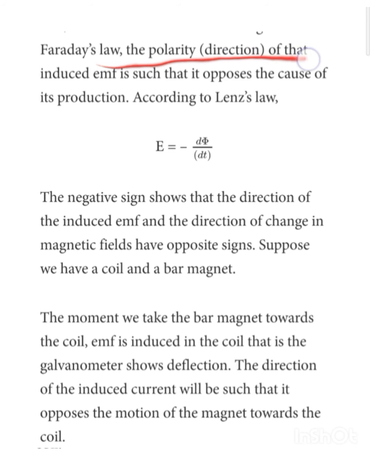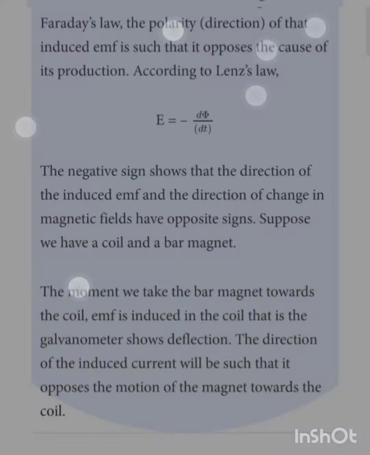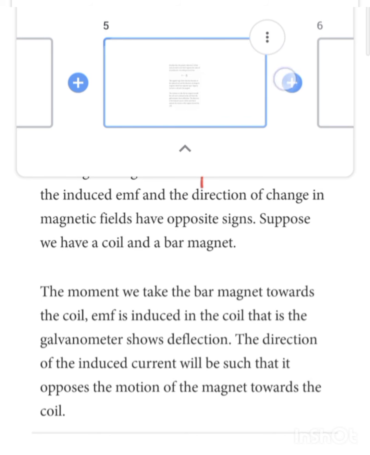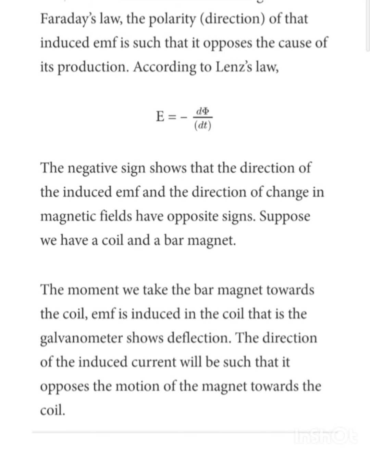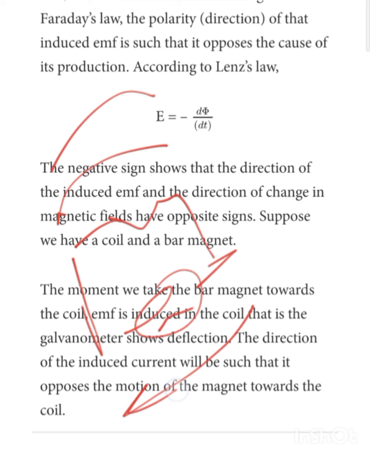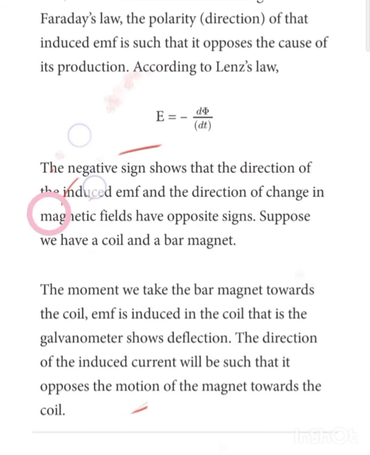So according to Faraday's laws, the polarity of the induced current is such that it opposes the cause due to which it is produced, and this is called Lenz's law. You can see that initially Faraday gave the experiment, and in that experiment he gave the first law of electromagnetic induction, but Faraday did not give any concept regarding the direction of current. Either the current will move in this direction, or in that direction. It never tells about the direction of induced current.